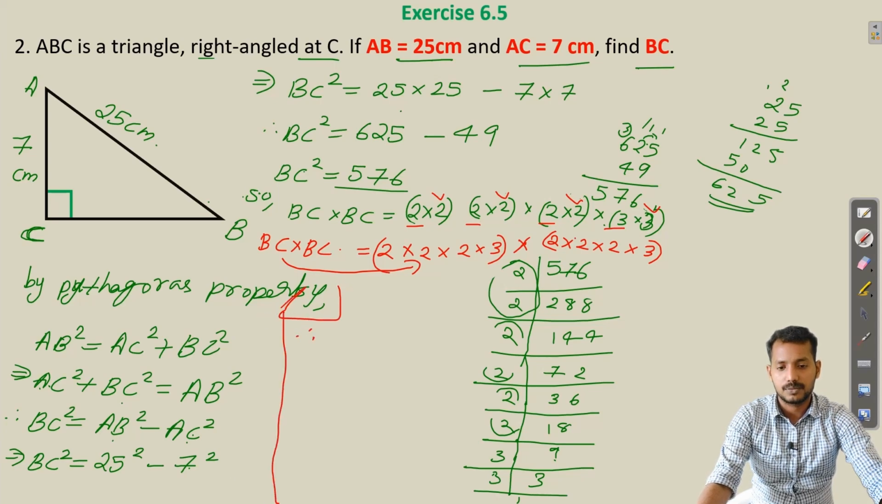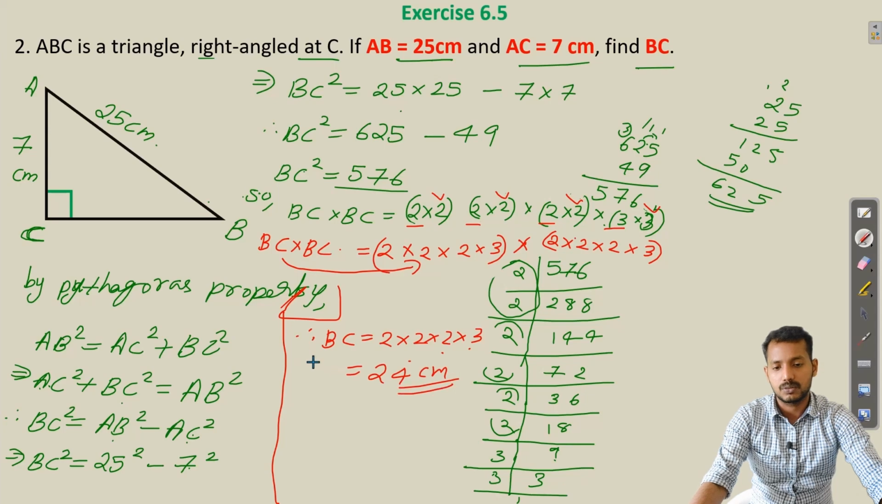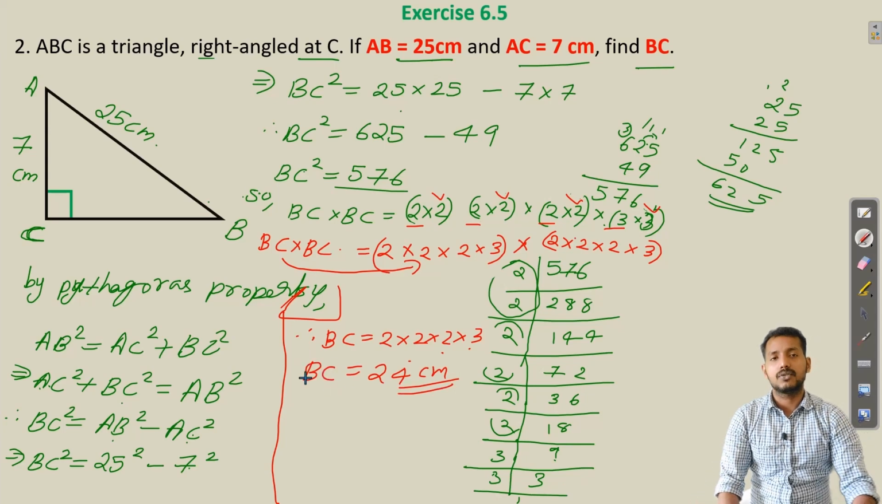Therefore we can write BC is equal to 2 into 2 into 2 into 3, which is equal to 2 into 2 into 2, 2 into 2, 4, 4 into 8, 8 into 3, 24. So 24 centimeter. So BC we got it as 24 centimeter.